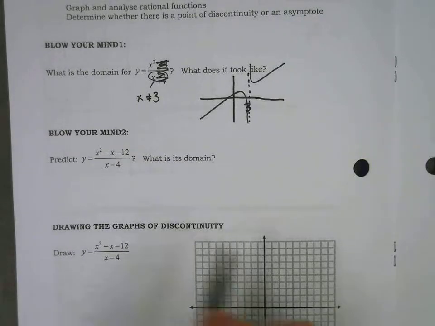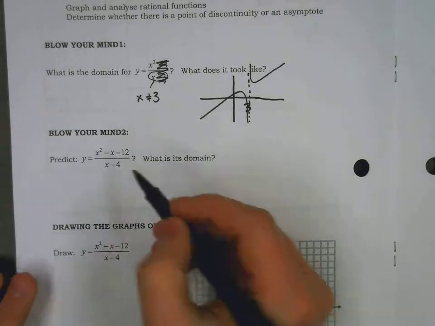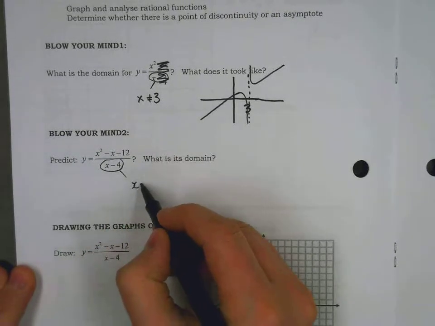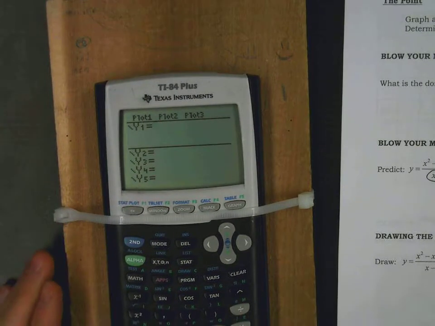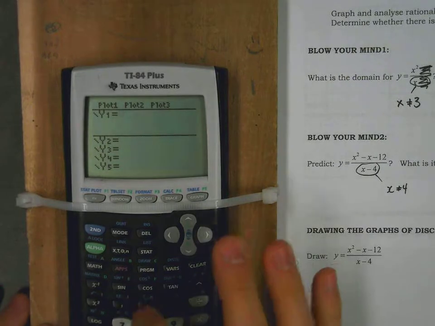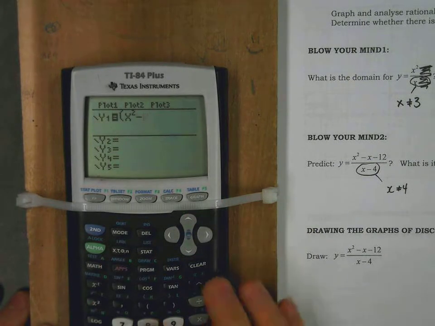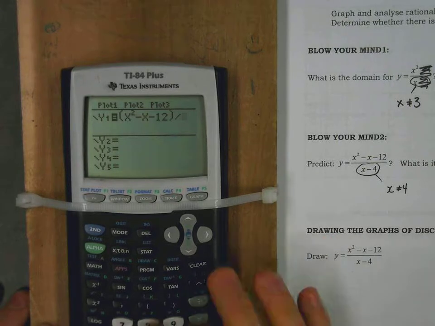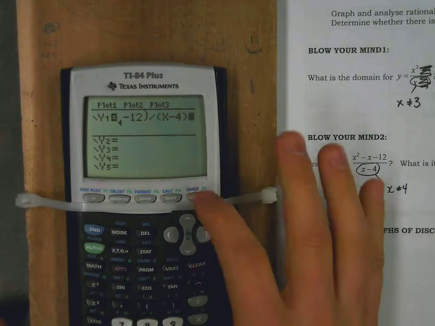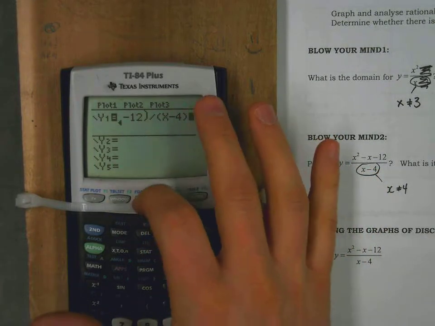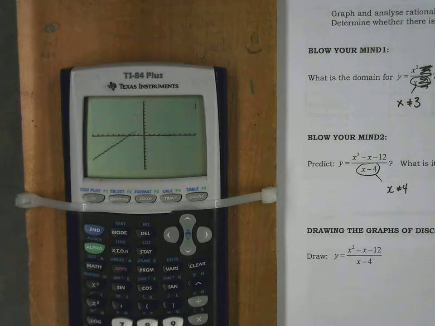And so I have one more, blow your mind 2 example. What's the domain? Well, again, I can look at this one and say x cannot be 4. To which you're thinking a quadratic over a line, x cannot be 4. This is probably going to be the exact same visual. So we slide over and look at, in brackets, x squared minus x minus 12 divided by x minus 4. And same standard window, first Zoom 6, as we see the line starting to appear and then just kept going.